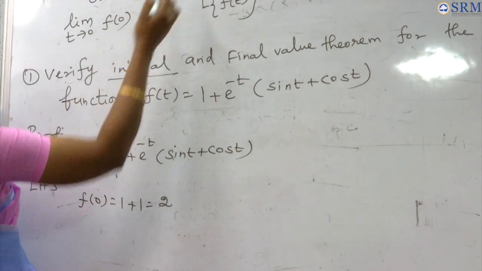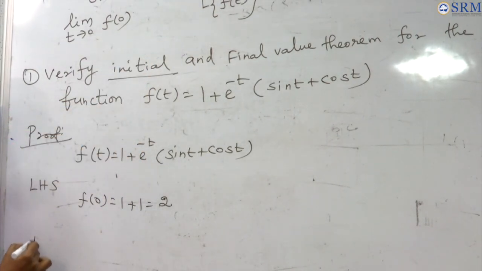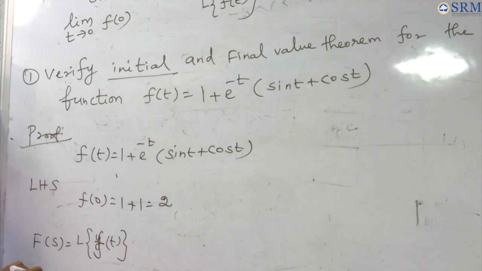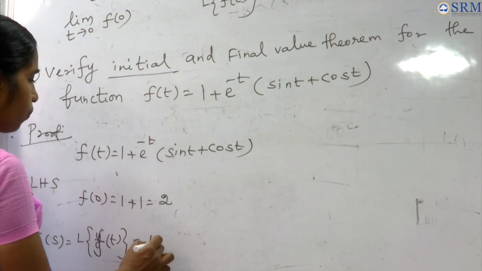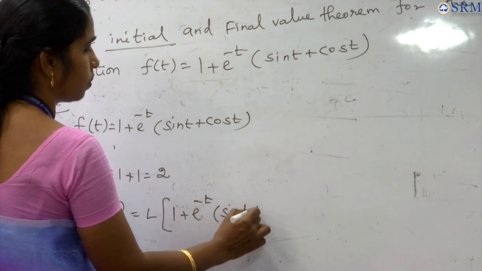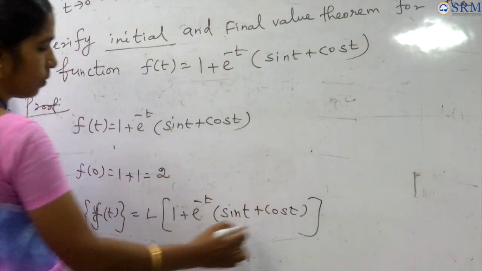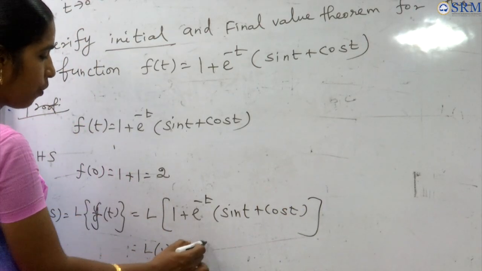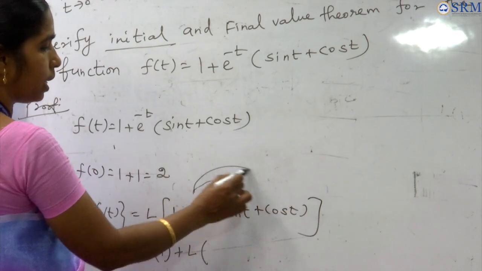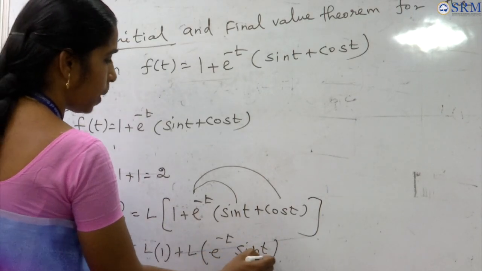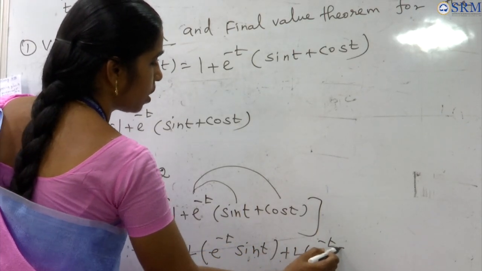What is the right side? S into F of s. Before that you find F of s. So F of s is nothing but L of f of t, that is L of 1 plus e power minus t into sin t plus cos t. Again apply the linearity property: L of 1 plus L of e power minus t into sin t plus L of e power minus t into cos t.